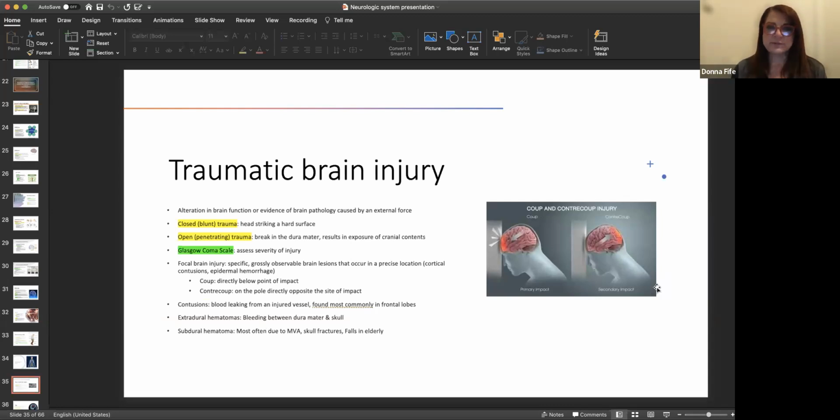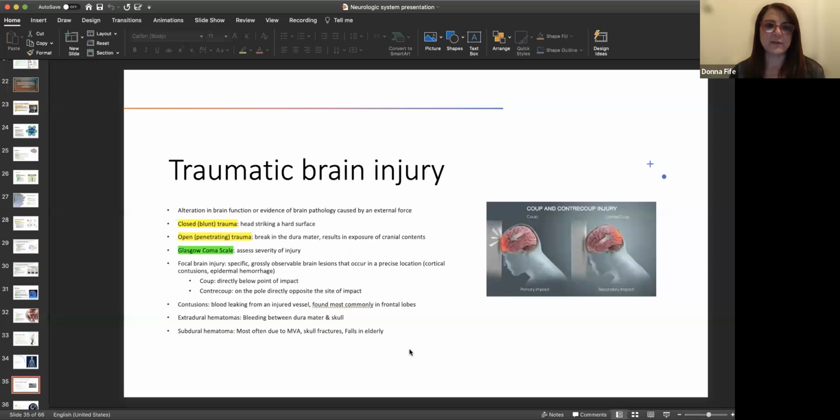The Glasgow Coma Scale can be used to assess the severity of injury. Focal brain injury: there are specific, grossly observable brain lesions that occur in a precise location, such as cortical contusions or epidural hemorrhage. We can have a coup, which is directly below the impact point, or a contrecoup, which is on the pole directly opposite of the site of impact. So coup, it's hitting the side where we hit. Contrecoup, the brain is going backwards, and it's affecting this area of the brain.